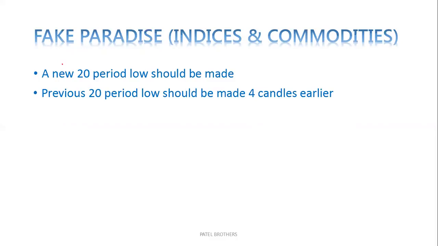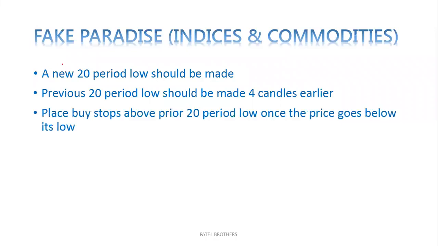The previous 20 period low should have been made 4 candles earlier. So there must be a 4 candle gap between two highs or two lows. If we are buying, there must be a gap of 4 candles, not 3 candles. There should be a 4 candle gap between the two 20 period lows. You will understand this better by seeing the charts.